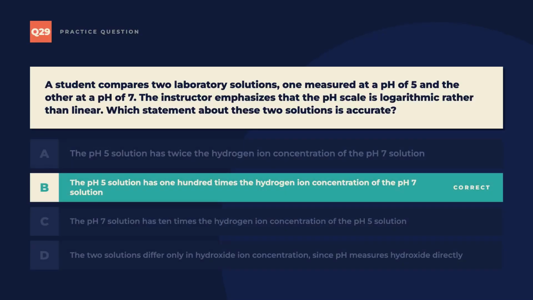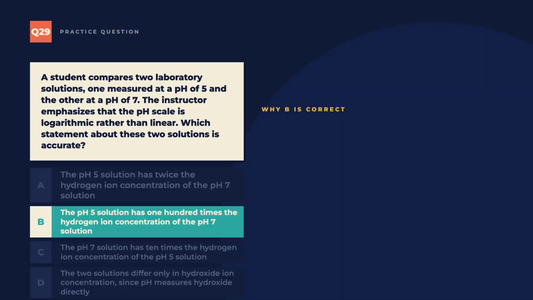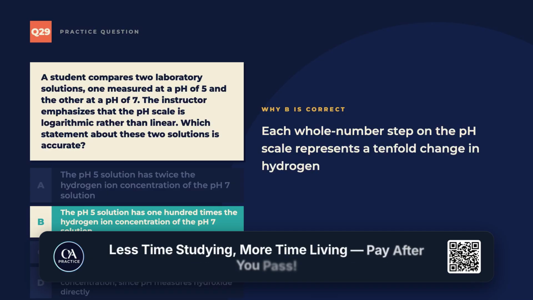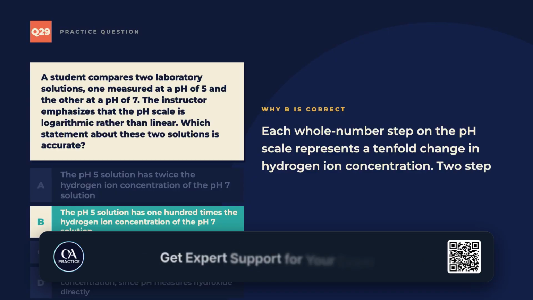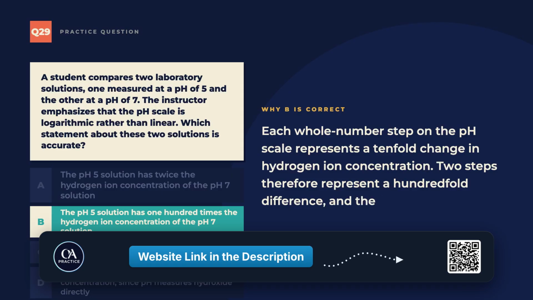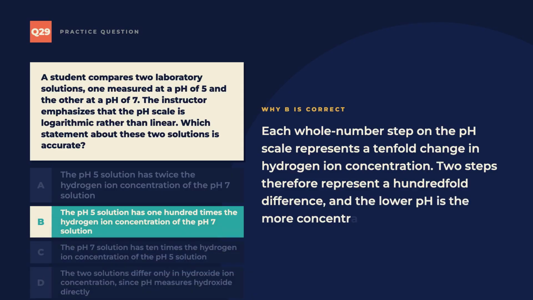The correct answer is B. The pH 5 solution has 100 times the hydrogen ion concentration of the pH 7 solution. B is correct because each whole number step on the pH scale represents a tenfold change in hydrogen ion concentration. 2 steps, therefore, represent a 100-fold difference, and the lower pH is the more concentrated in hydrogen ions.